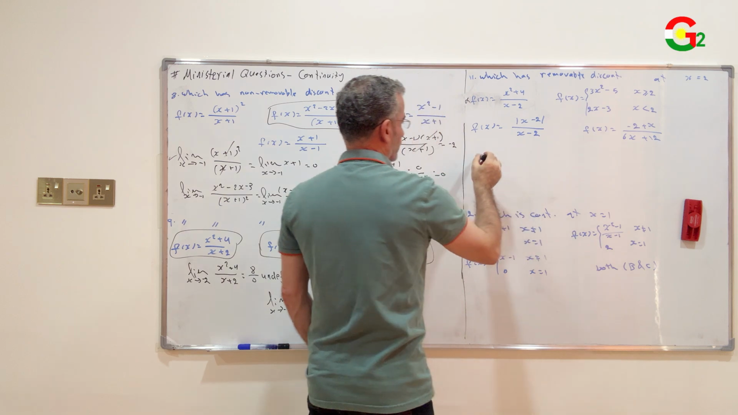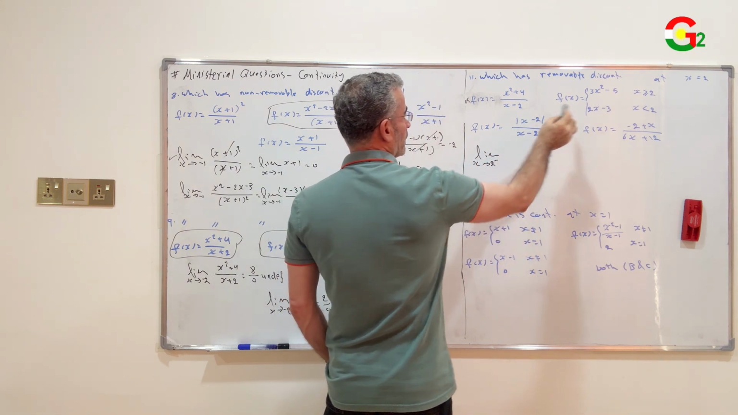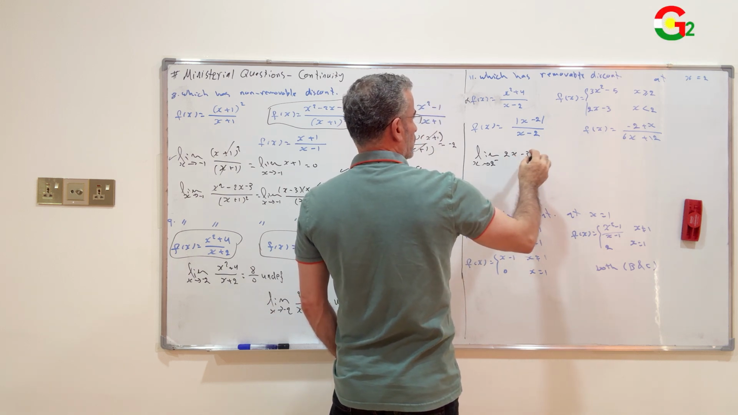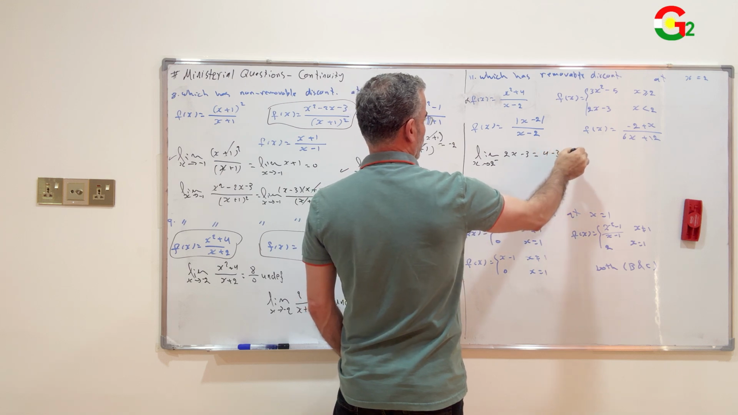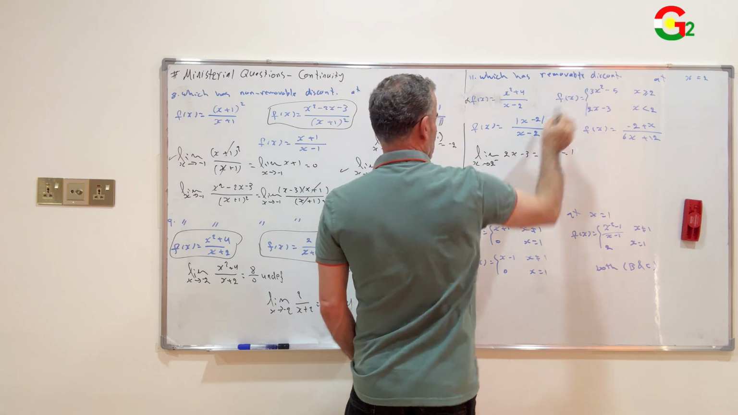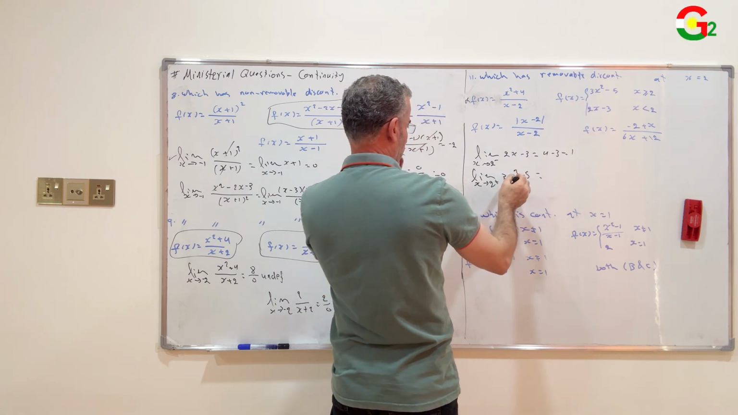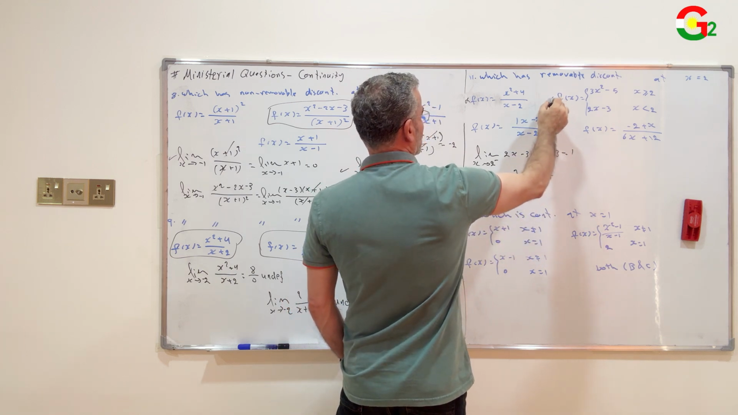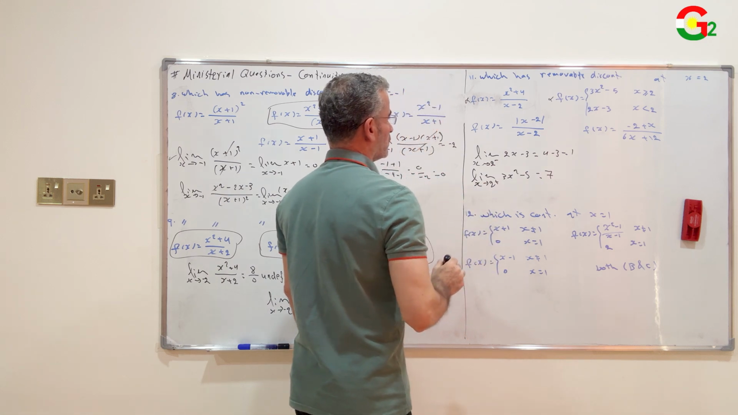For this function, if I find the limit when x approaches 2 from the left, then I substitute in this segment 2 times 2, 4 minus 3 equals 1. And the limit when x approaches 2 from the right, substitute in this segment, the answer is 3 times 4, 12. 12 minus 5 is 7. Also, this function has no limit when x approaches 2.